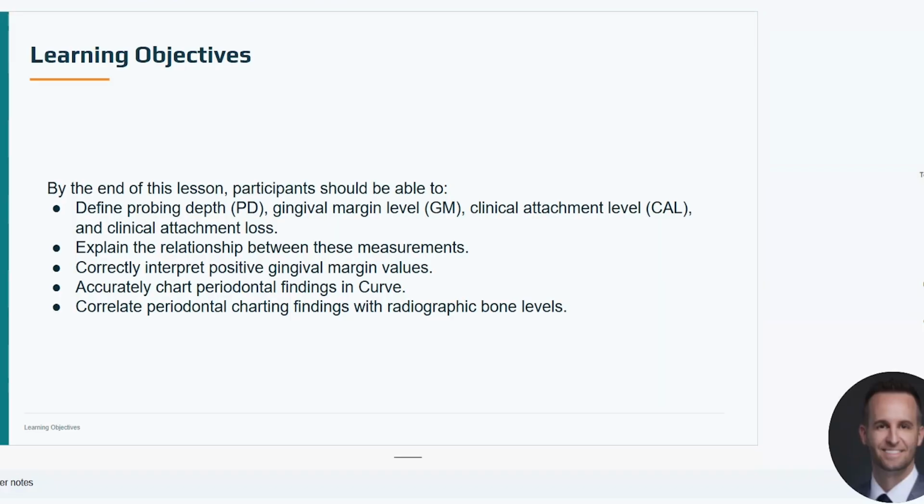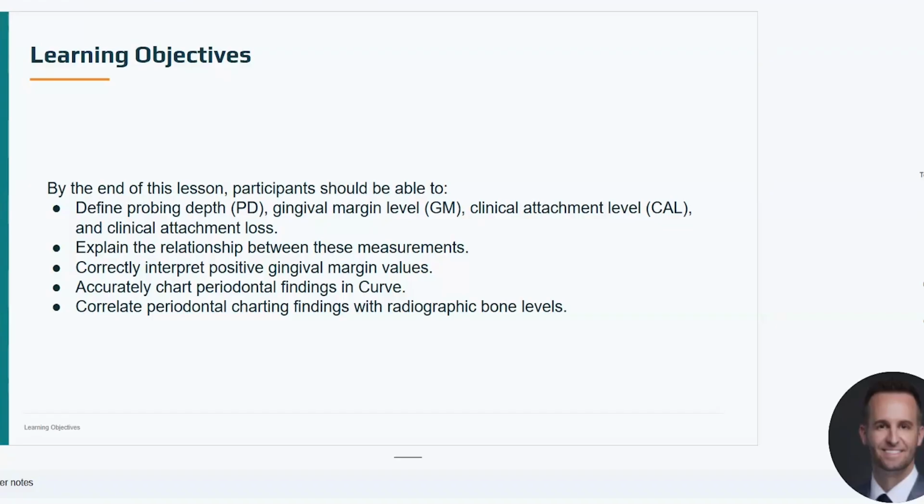By the end of this lesson, you'll be able to define probing depths, define what gingival margin levels are, clinical attachment level, and the difference between that and clinical attachment loss. You'll be able to explain the relationship between these measurements and correctly interpret what positive gingival margin values are and accurately chart periodontal findings in Curve.